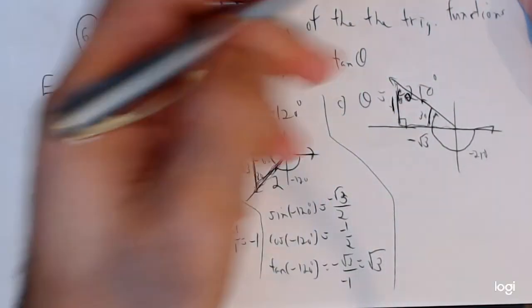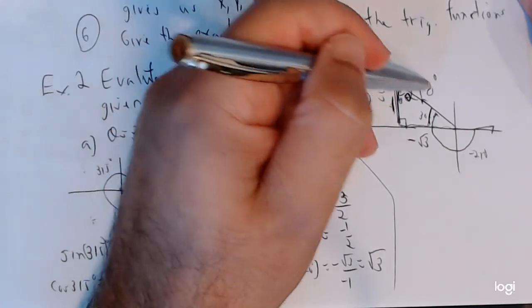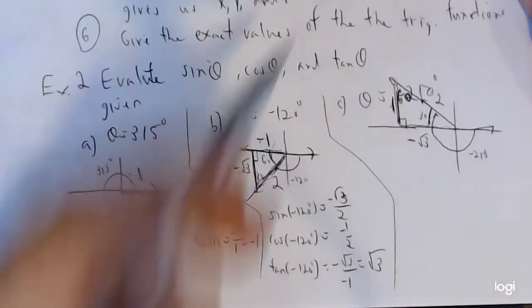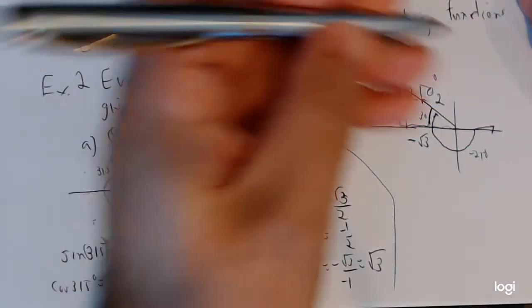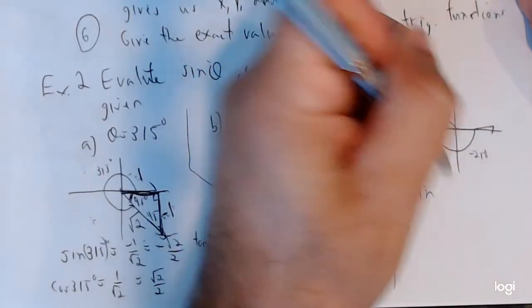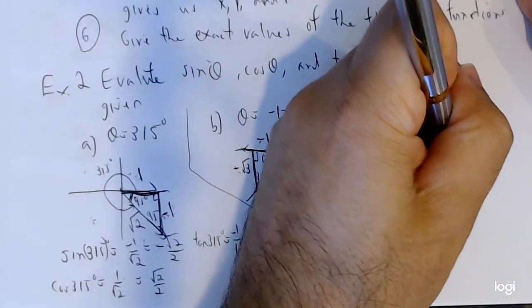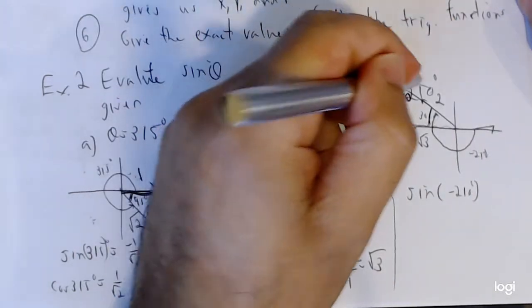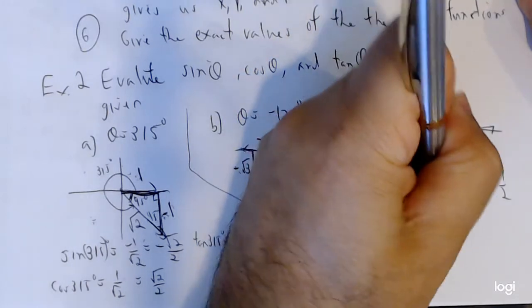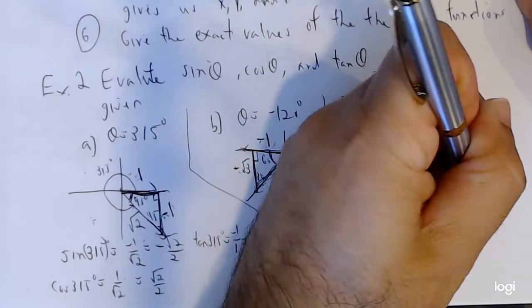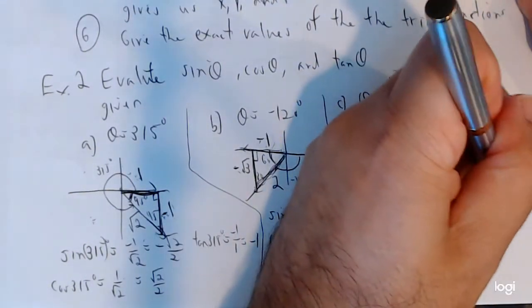And then how do I find the hypotenuse? Well, if the shorter leg is 1, you double it, so the hypotenuse is 2. So once again, x is negative rad 3, y is 1, r is 2. So we can now answer this question. Sine of negative 210 degrees is y over r, which is 1/2. Cosine of negative 210 degrees is x over r, which is negative rad 3 over 2.